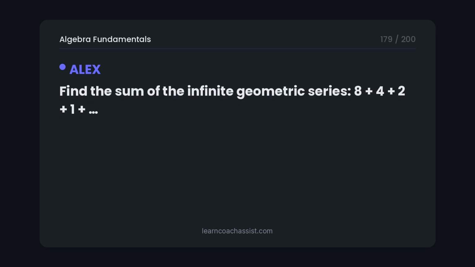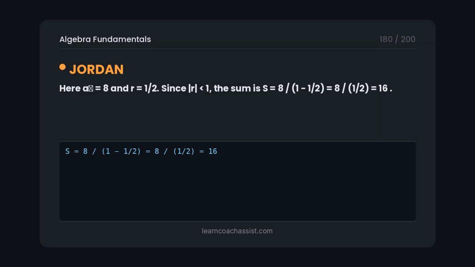Find the sum of the infinite geometric series 8 plus 4 plus 2 plus 1 plus and so on. Here a_1 equals 8 and r equals 1/2. Since |r| < 1, the sum is S equals 8 / (1 minus 1/2) equals 8 divided by (1 divided by 2), which is equal to 16.